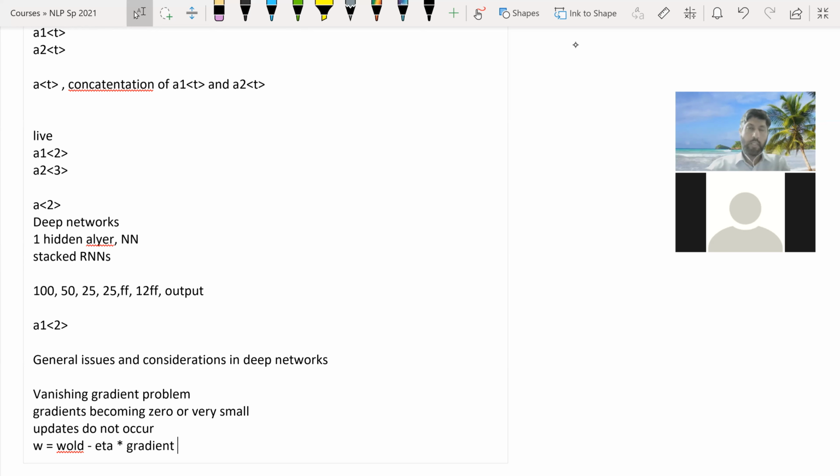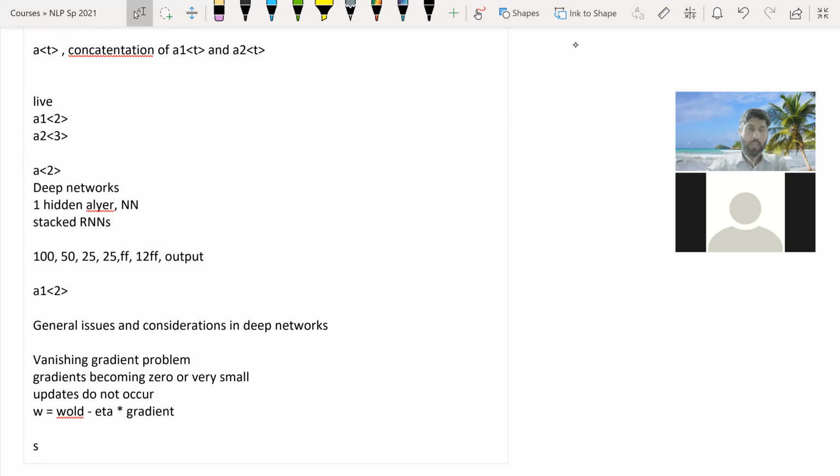And why does this gradient become zero? Because we are mostly using the sigmoid or the tangent hyperbolic function. These are S-shaped functions, which are mostly close to 1 at high values and close to 0 at low values, and only a small region in between has values between 0 and 1.